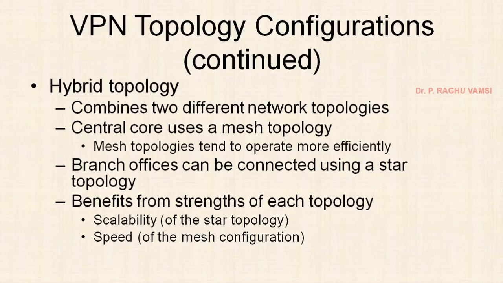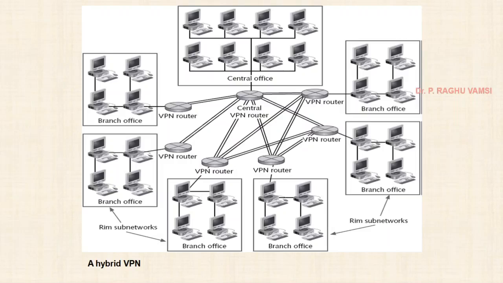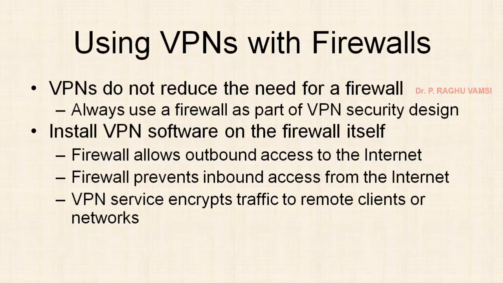The benefits come from the strengths of each topology, like scalability and speed. In the mesh topology, reliability is one. In the star topology, scalability is one, whereas in the case of bus topology, it is very easy. So the advantages of individual topologies can be added in this. So here it is a hybrid VPN where you have both the star and the mesh topology combined.